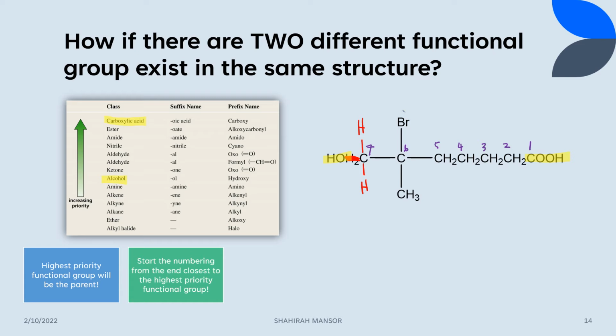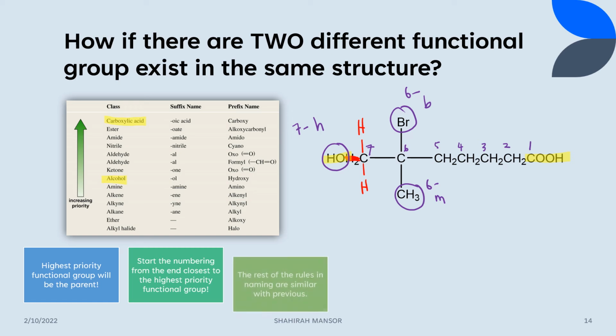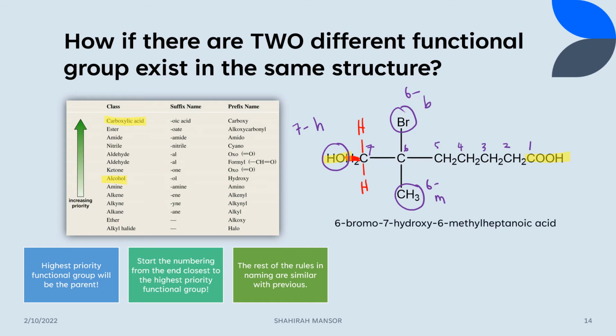Okay, and here kita ada B for bromo sebagai substituent, methyl M sebagai substituent, dan OH sekiranya dia menjadi substituent namanya adalah hydroxy. Okay, so kita ada bromo pada kedudukan yang ke-6, methyl juga pada kedudukan yang ke-6, dan hydroxy pada kedudukan yang ke-7. So, nak bagi nama, macam biasa, susun according to alphabetical order. So, di sini antara B, M dan H, B will come first. So, we will get 6-bromo, 7-hydroxy, 6-methyl heptanoic acid. Okay, B, H and M.